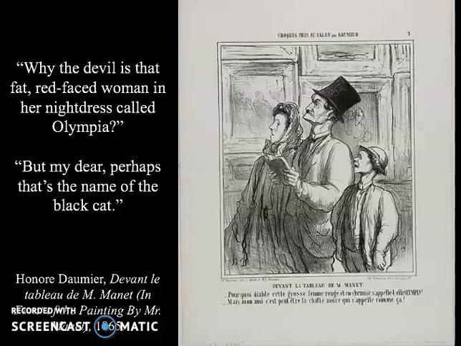You even have Daumier joining in. His work doesn't seem to mock her as much as lead to confusion. Why the devil is that fat, red-faced woman in her nightdress called Olympia? But my dear, perhaps that's the name of the black cat. Not that funny.